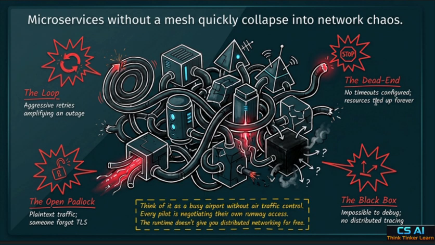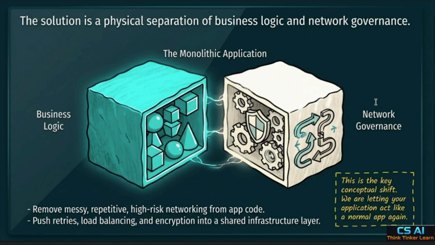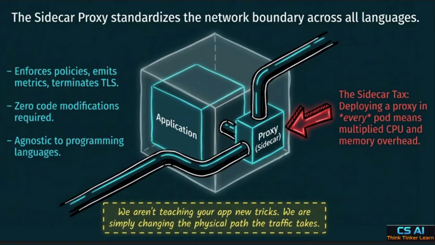The runtime simply doesn't give you distributed networking for free. The core solution is a physical separation of business logic and network governance. This is the key conceptual shift. In a monolithic world, networking was an afterthought. In a mesh, we remove messy, repetitive, high-risk networking code from the application itself. We push retries, load balancing, and encryption into a shared infrastructure layer. This allows your application to act like a normal app again, focusing entirely on the business logic, while the mesh handles the plumbing.